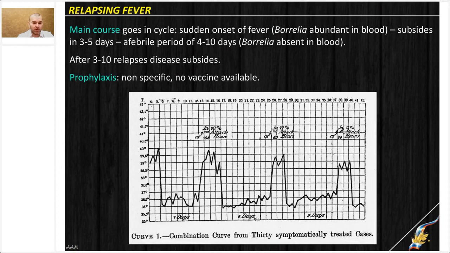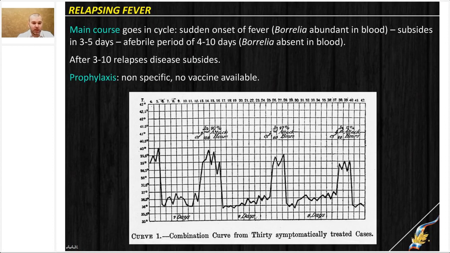And immunity, of course, will initiate protective functions, and a lot of Borrelia will be destroyed. It is gram-negative, so all properties of gram-negative bacteria apply, and of course, release of endotoxin will lead to an extremely high episode of fever. In 3 to 5 days, our immunity will clear the infection in blood and temperature will decrease.